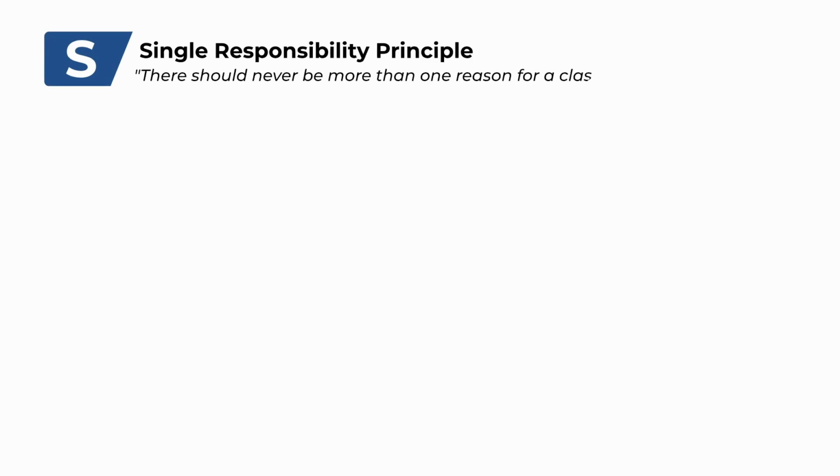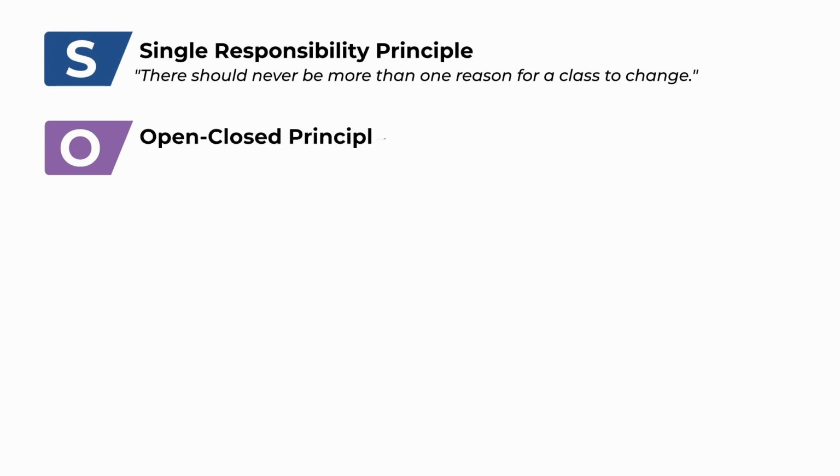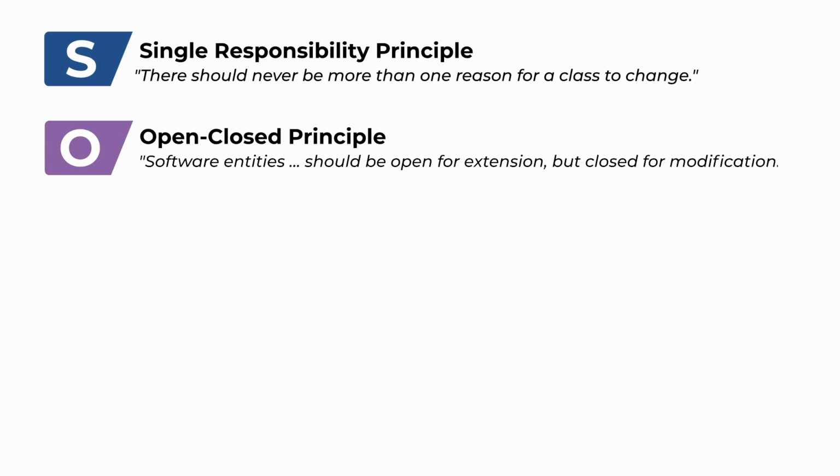Letter S, the single responsibility principle. There should never be more than one reason for a class to change. In other words, every class should have only one responsibility. Letter O, the open-closed principle. Software entities should be open for extension, but closed for modification.